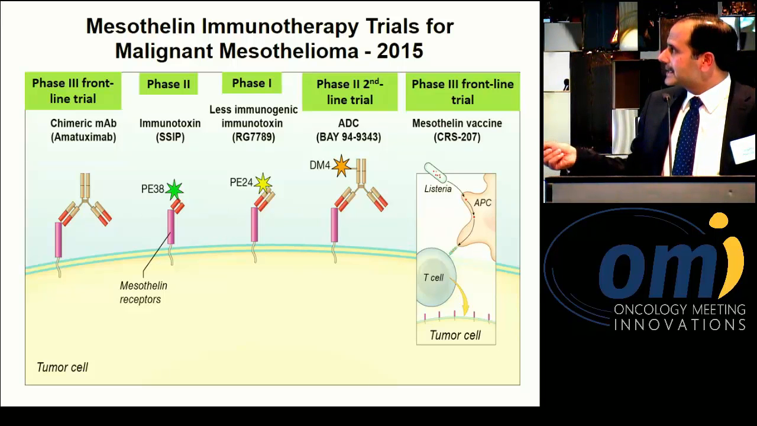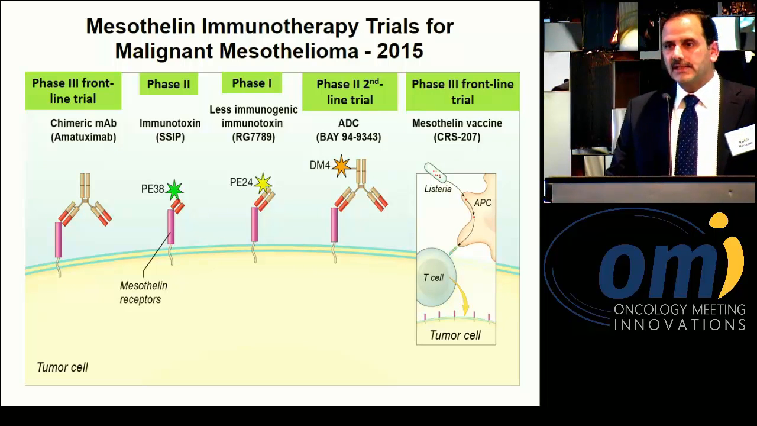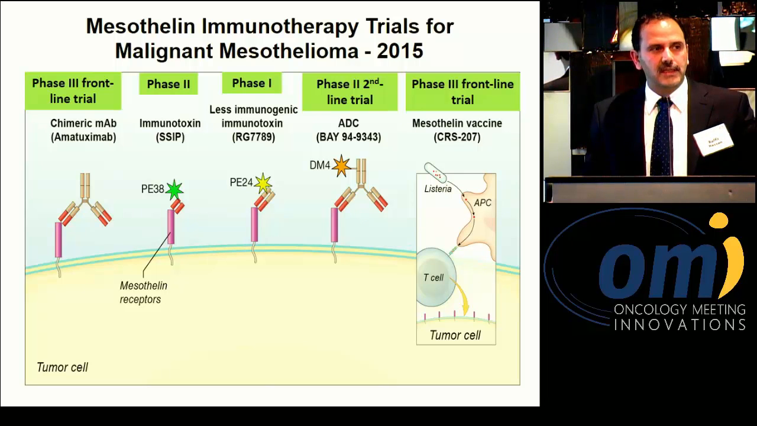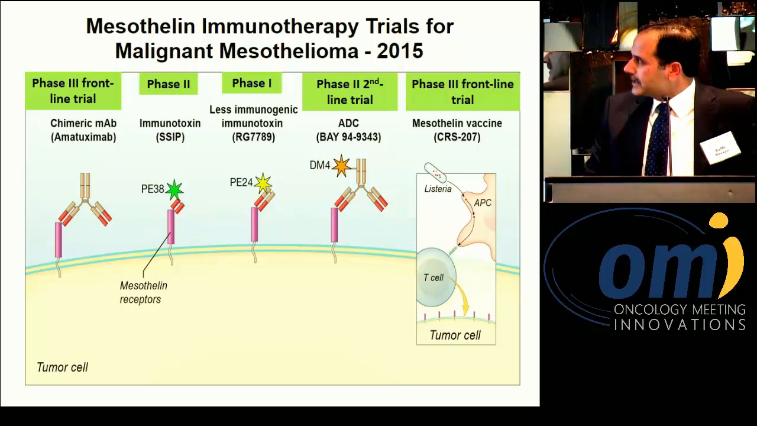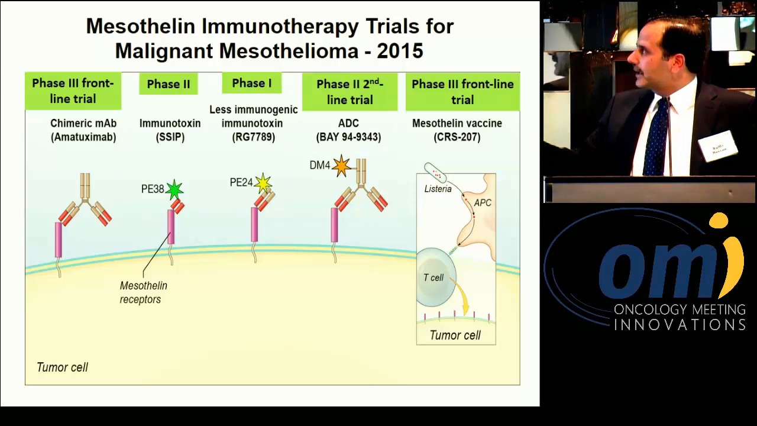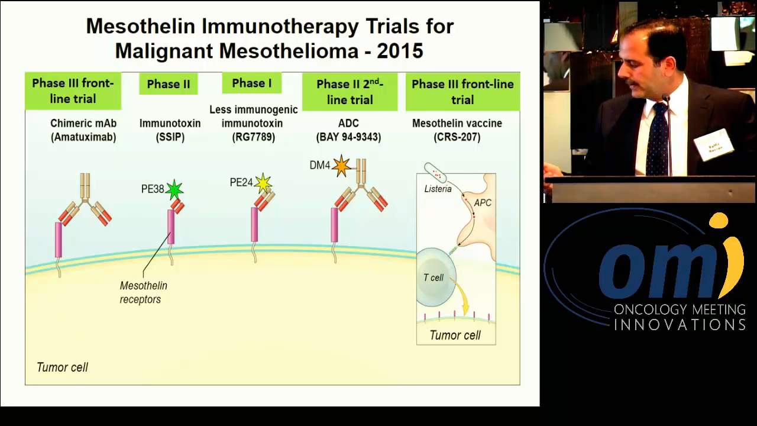And the listeria vaccine that I talked about, it was a phase 1b trial, but it's about to open as a phase 3 registration frontline study comparing CRS-207 plus pemetrexed-cisplatin versus pemetrexed-cisplatin alone. So we're very excited that 2 of these drugs are entering phase 3 trials in mesothelioma. This one is phase 2, and we're also excited over the lung adenocarcinoma trial.